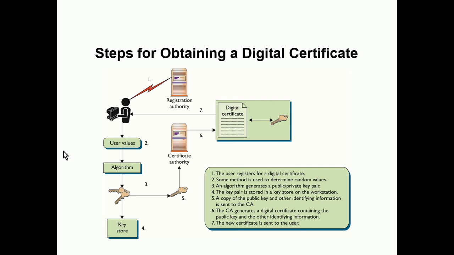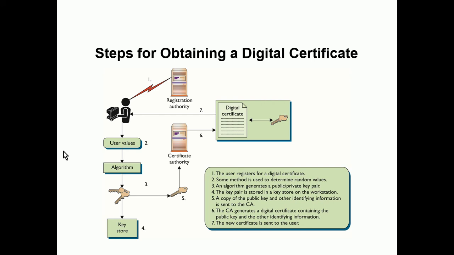In this diagram, step number 2 is you creating some random values to generate that public and private key pair. If you use some software, and I think in the lab I have you use some software to generate keys, you'll see that some of the software will actually ask you to just bang random letters on the keyboard to try to generate random values. And that's how you generate the public and private key pair.